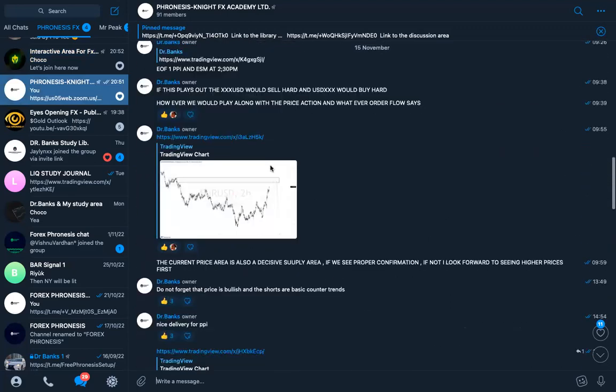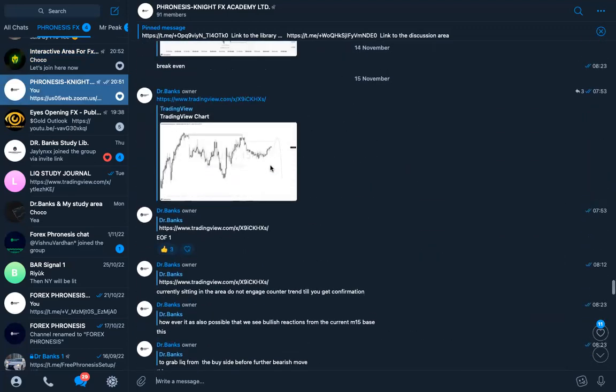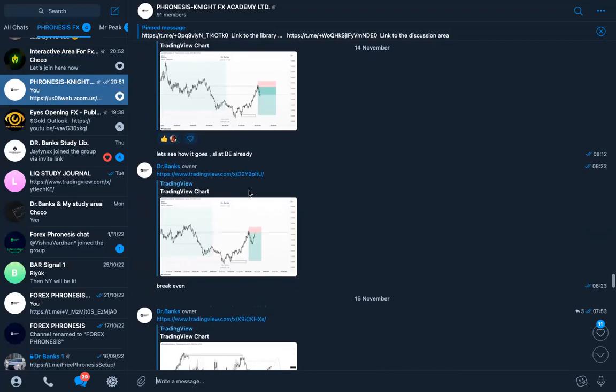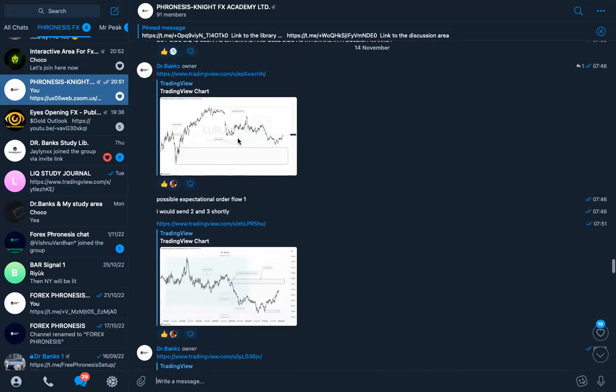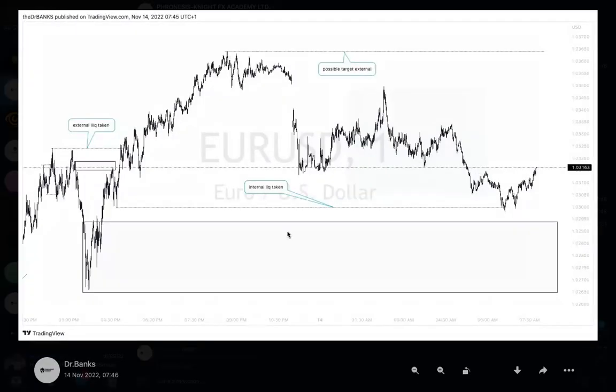Okay, so it doesn't look like I'm sharing too many stories. And I still remember at the time, right? Okay, so I marked this one as internal liquidity. Great. So this is that area I was marking, the area I just marked now.